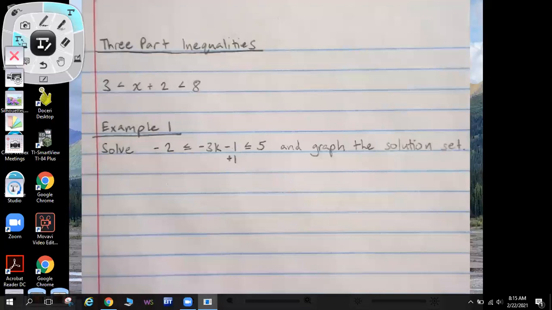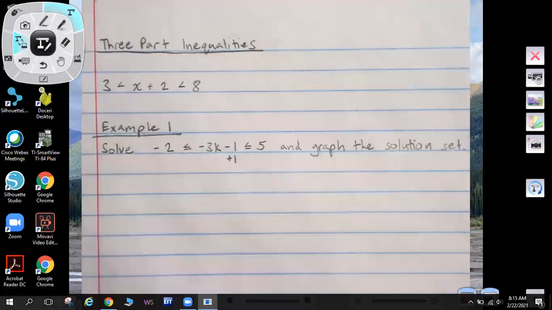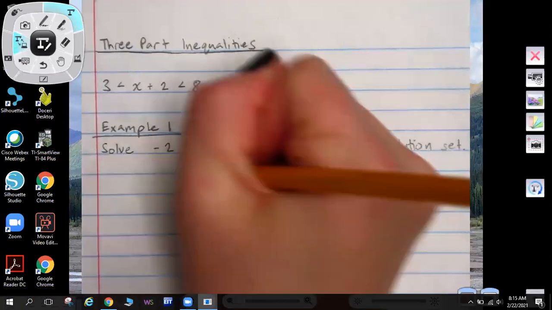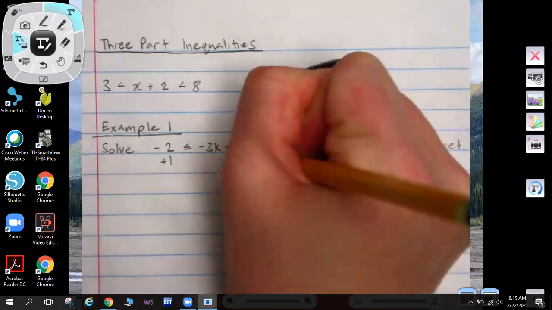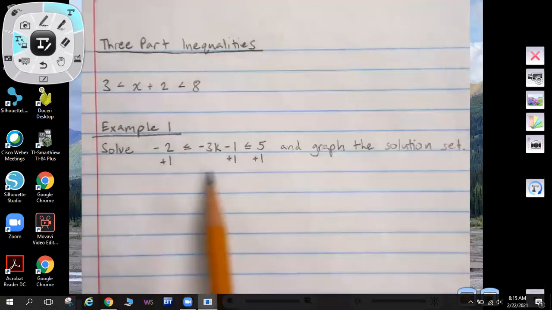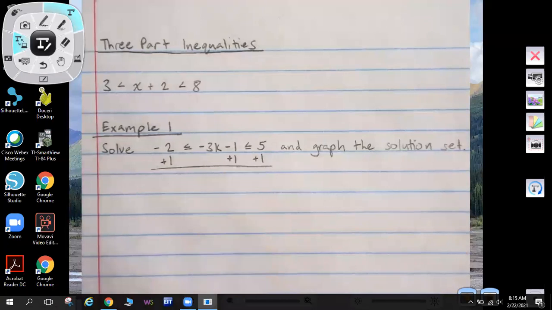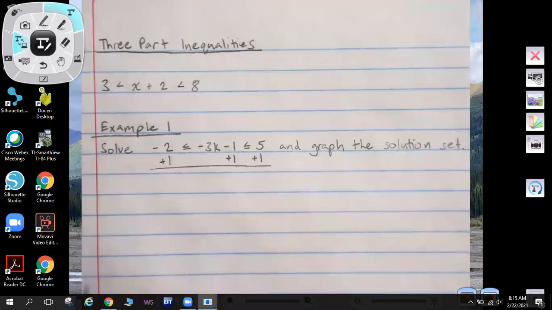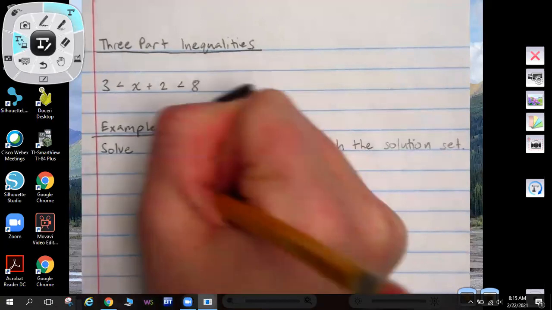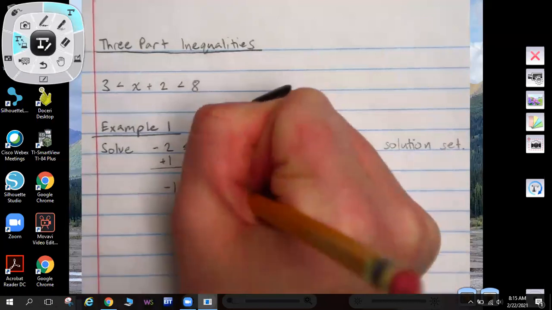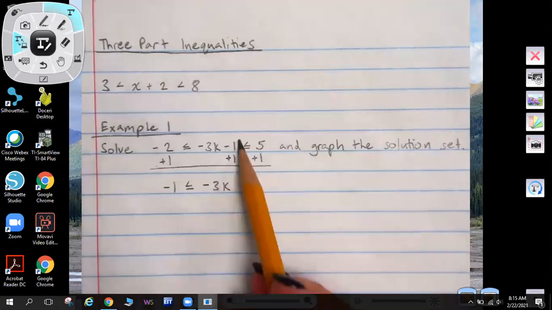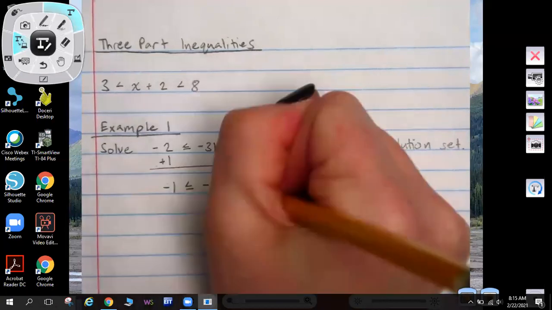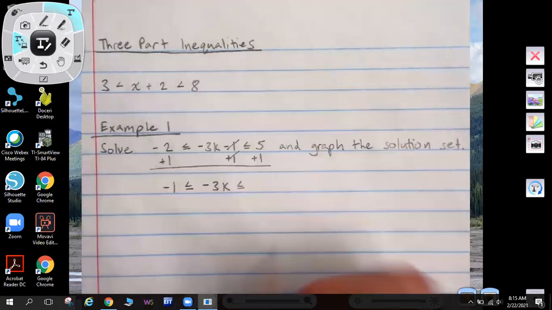But when we do that, we have to do it to all 3 parts. So we're also going to add 1 to -2 and to 5. -2 plus 1 is -1. The 1's cancel out in this middle part, and we're left with -3k. And 5 plus 1 is 6.